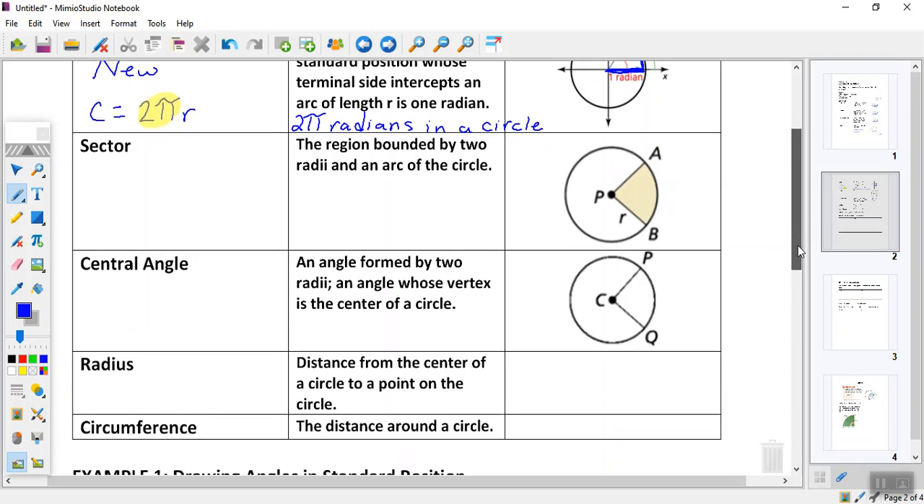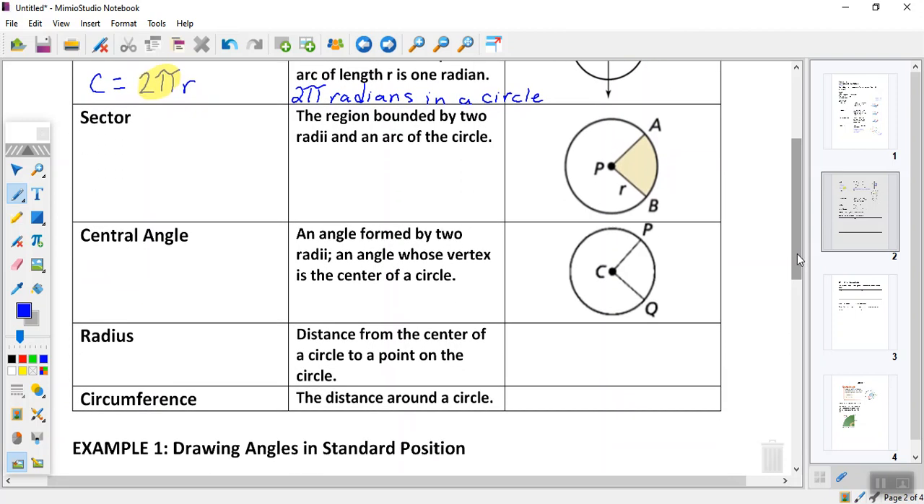More terms here quickly. Guys, a sector. A sector is like a pizza slice. It's the region bounded by 2 radii and the arc of the circle. So right here, you guys see the shaded sector? Mm-hmm. The name of this sector would be sector APB. Okay? Name that sector is APB, or I could call it BPA, or I could call it BAP, or ABP, as long as I use how many points? 3 to name that. Okay?